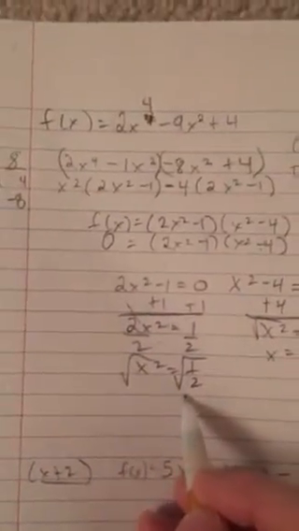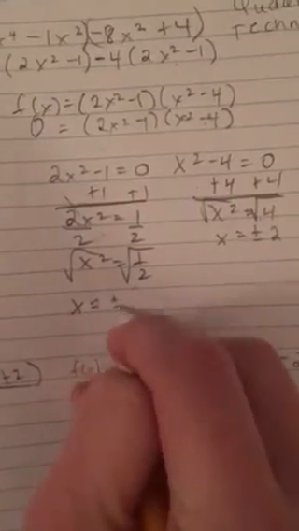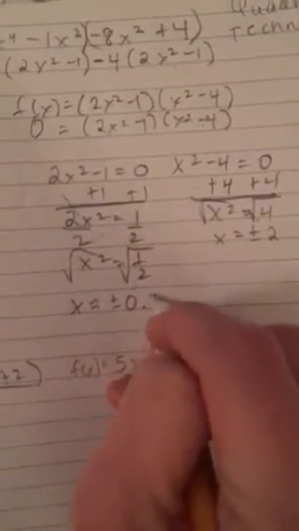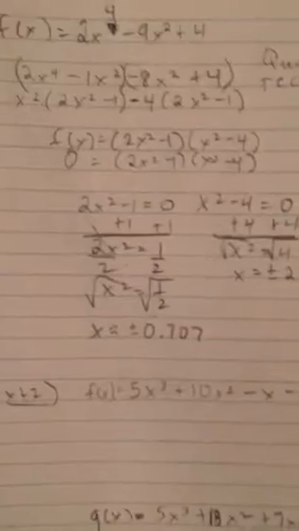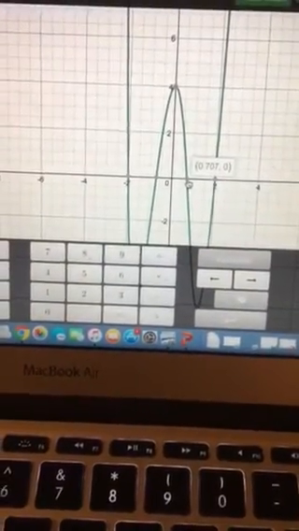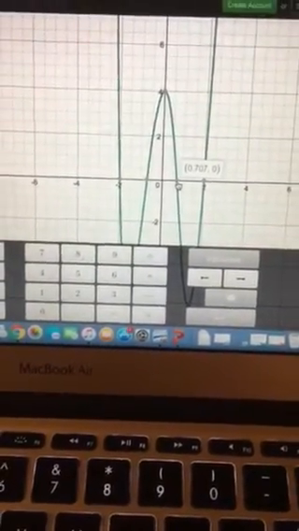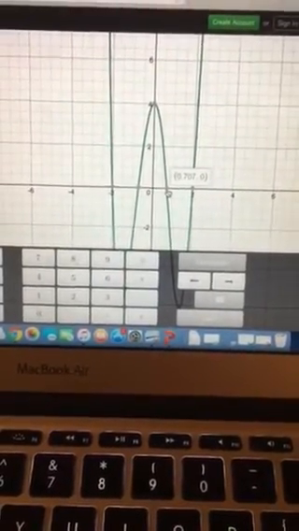Guess what the square root of 1/2 is? About plus or minus 0.707. Isn't that interesting? And that's where we get those irrational zeros. All right, so hopefully that's going to be okay for you for number 5. That's kind of the example problem that goes along with that.